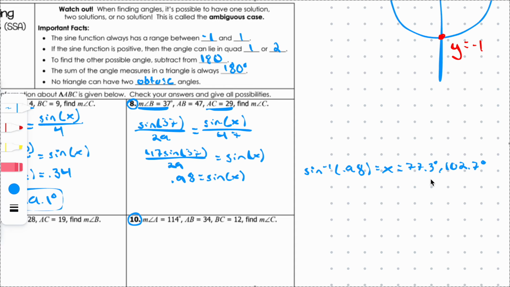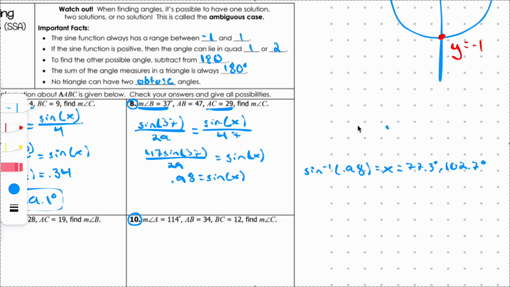And so now we want to plug this into our triangle to see if these are both viable angles. And so 77.3 plus 37, that gives us something probably around 114-ish. And so we have a bunch of room for that third angle, angle B or angle A, to fill that gap and bring us to 180. So we're good. 102.7 plus 37, that's also less than 180, so we're good.